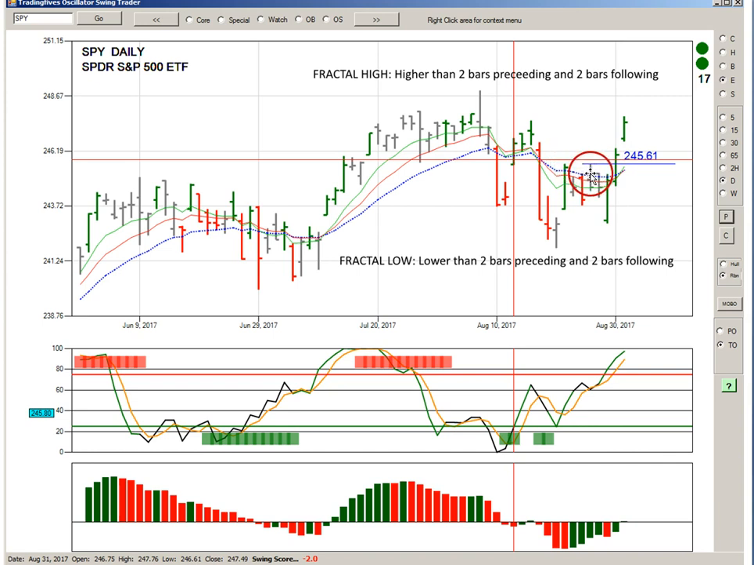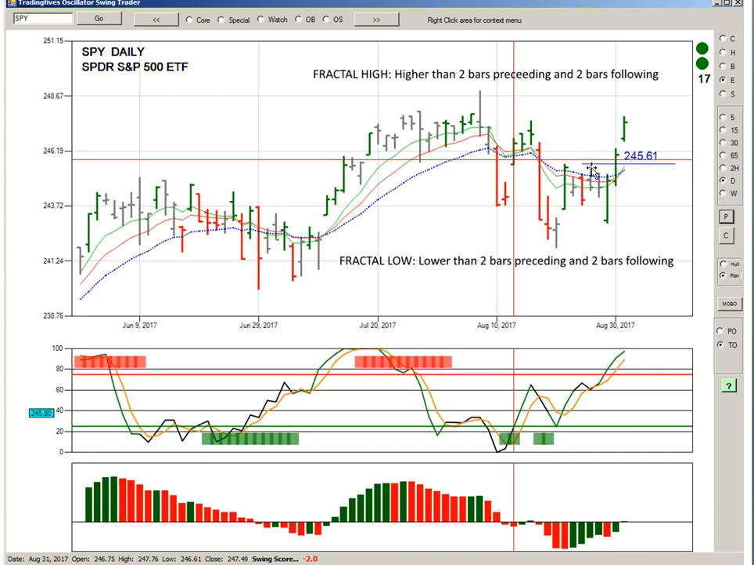Now, a fractal is simply a 5-day high or low. In this case, this is a fractal high at 245.61, and that means that this high is higher than the 2 bars immediately preceding it and higher than the 2 bars immediately following it.